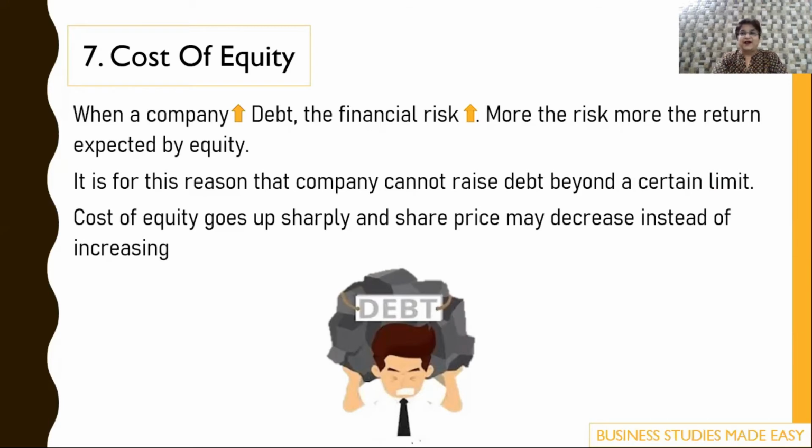So look at that funny diagram that I've put in here, that they're being crushed by the weight of debt because debt is cheap, but it is very risky. And this risk has to be borne by the equity shareholders. Therefore, they expect an equal amount of return. And if the finance manager is not able to give them the return that they're expecting, then in that case, the market value of shares may actually go down.